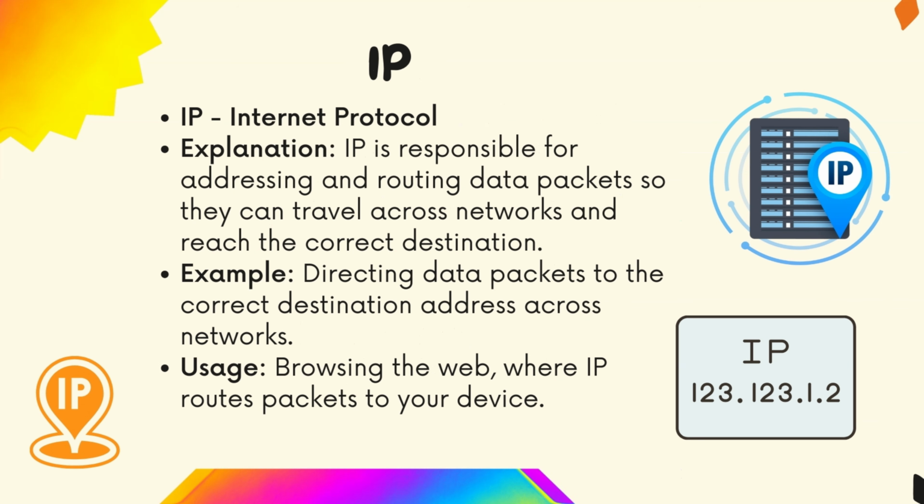Now we have IP, or Internet Protocol. IP is responsible for addressing and routing packets of data, so they can travel across networks and reach the correct destination. IP works in conjunction with TCP and UDP to ensure data is transmitted efficiently across the Internet. It's like the postal service of the Internet, assigning addresses to packets and determining the best route for them to travel from the source to the destination. IP is essential for navigating the complex web of interconnected networks that make up the Internet.